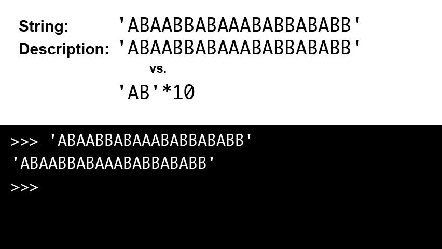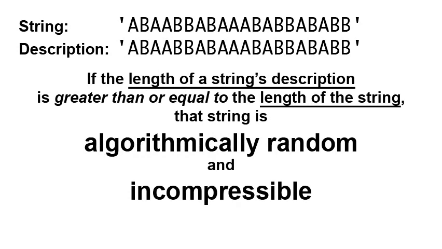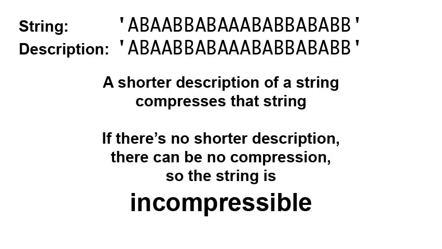Furthermore, when the description of a string is just as long as the string itself, or longer, that string can be said to be algorithmically random, and it's also incompressible. You see, by making a description of a string that is shorter than the string itself, we are compressing it, making it smaller. If there is no smaller description for a string, that makes it incompressible.